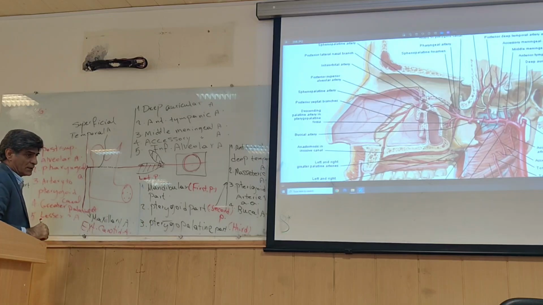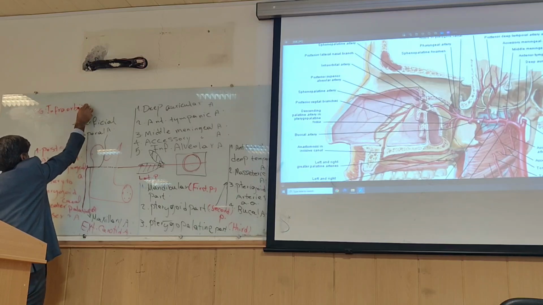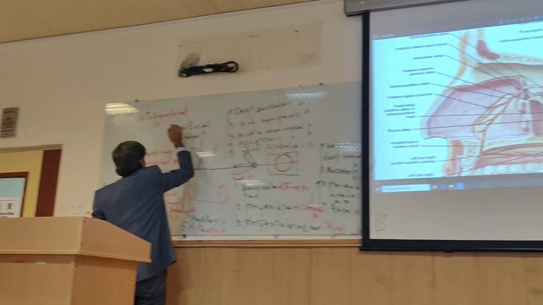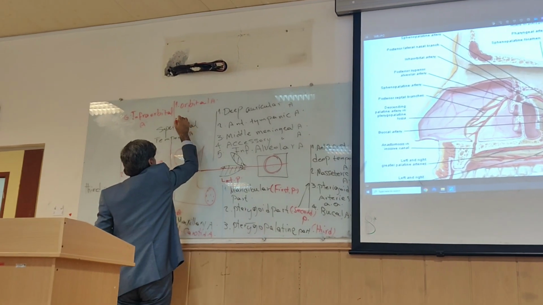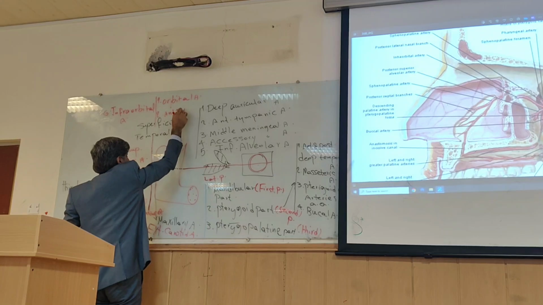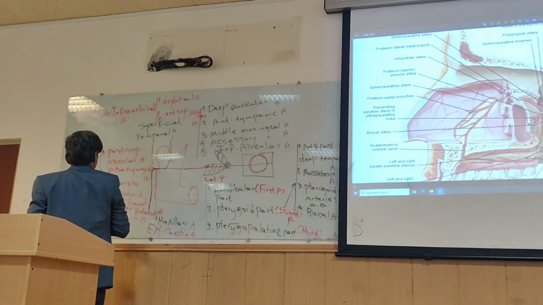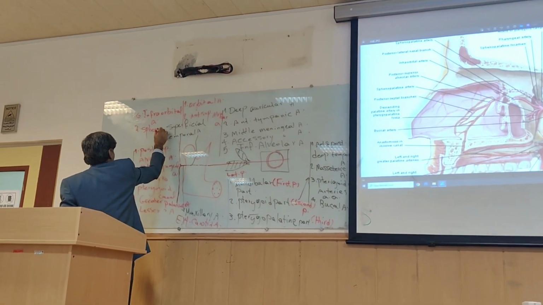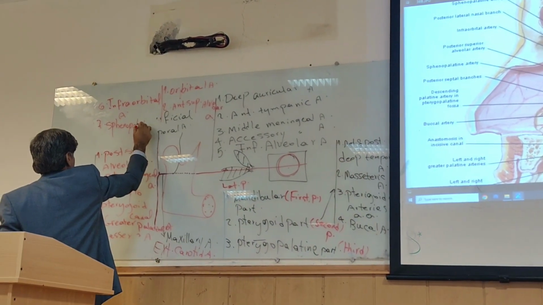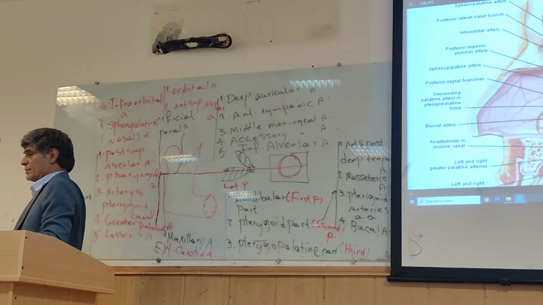Six, infraorbital artery, which contains branches: the orbital artery and the anterior superior alveolar artery. And seven, the sphenopalatine or nasal artery.